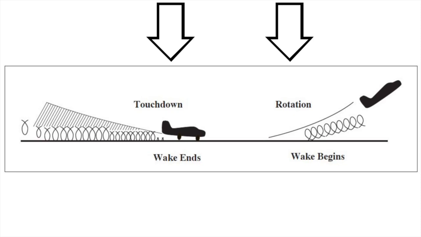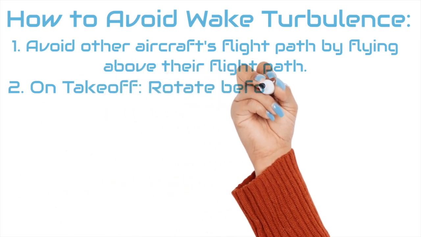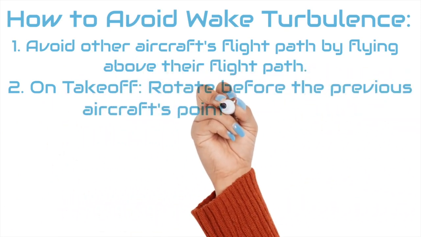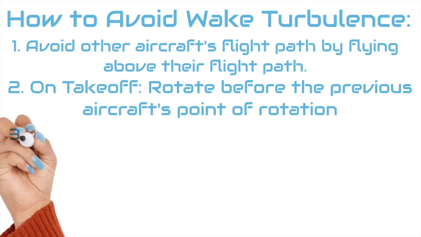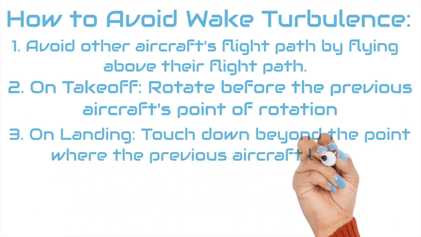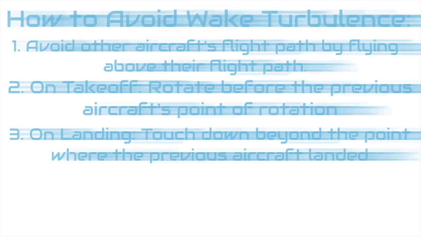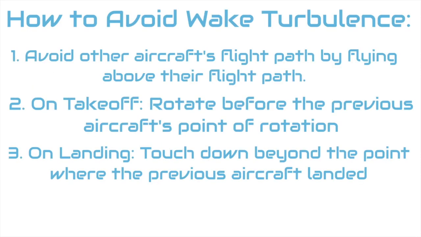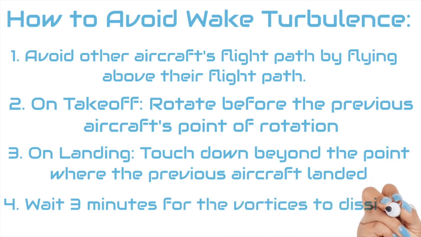With this in mind, the best way for us to avoid an airplane's wake on takeoff is to leave the ground before we get to that airplane's rotation point. When landing, we want to touch down farther down the runway than where the previous airplane touched down. What if we don't know exactly where the airplane in front of us took off or landed? In that case, it is recommended that we wait 3 minutes for the vortices to dissipate to give us a good safety margin.